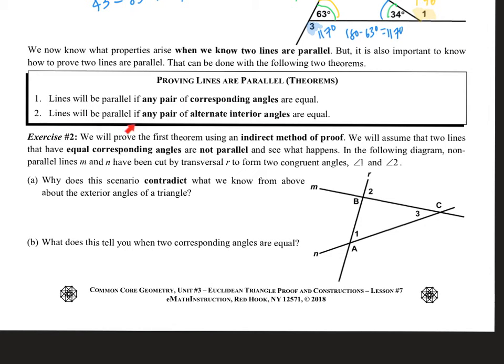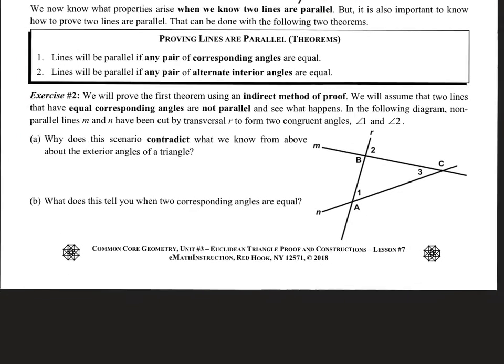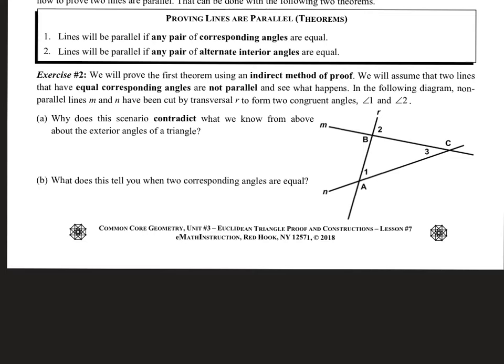For a second one, if your lines are parallel, then any pair of alternate interior angles are going to be congruent as well. They're going to be equal in measure. So let's test this out. We will prove the first theorem using an indirect method of proof, and we will assume that two lines that have equal corresponding angles are not parallel and see what happens.